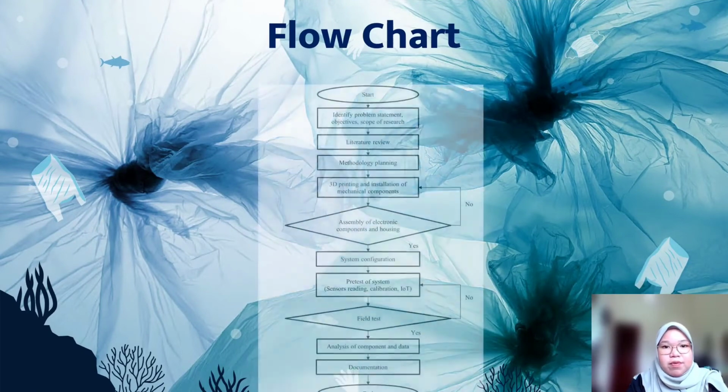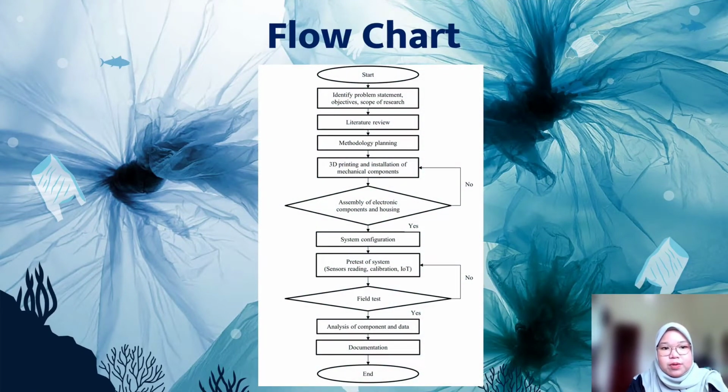Next, I will explain about the flowchart of this project. The flowchart shows the process starts at identifying the problem statement, objective, and also scope of research. I also studied previous research by doing a literature review. After having methodology planning and structured work process, I continued my project by printing all the mechanical components using an SLS machine. Then, the next step is assembling electronic components and housing. This step might face some challenges and difficulties. If any damage happens or the fitting does not succeed, this process needs to repeat the 3D printing again. If there is no problem, it may proceed to the system configuration.